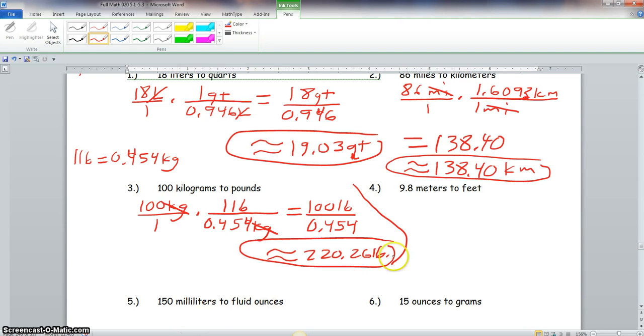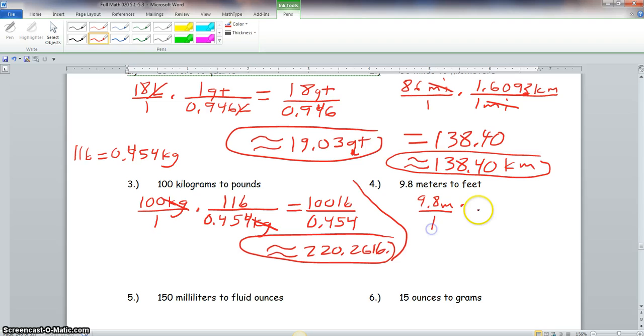Now, we move on to the next problem, problem number 4. We have 9.8 meters to feet. So we look here on this chart to see if we have feet and meters together, which we do. So we would take our 9.8 meters and we'll put this over 1 and we will multiply this. Now it tells us that 1 foot is equal to 0.3048 meters.